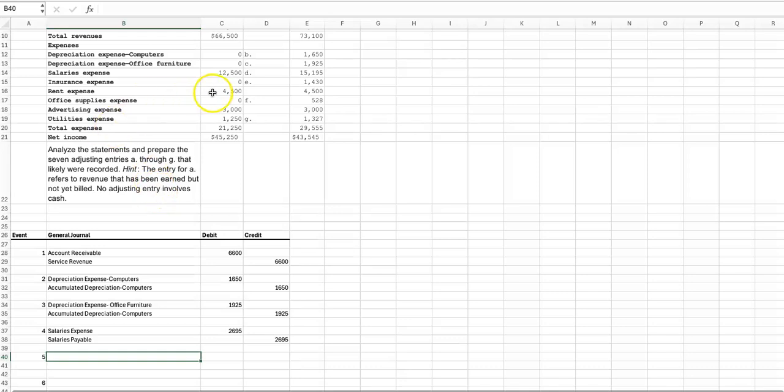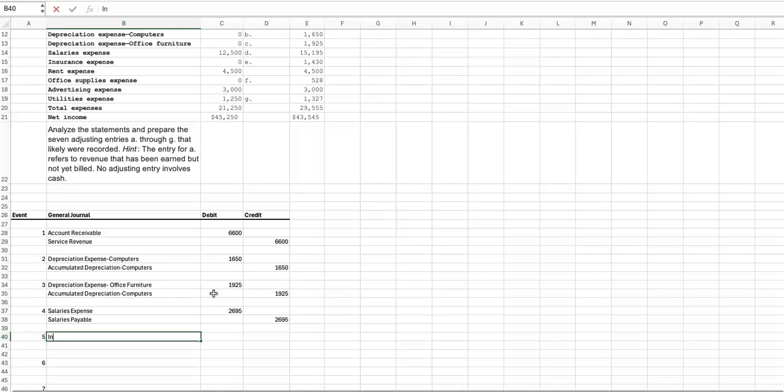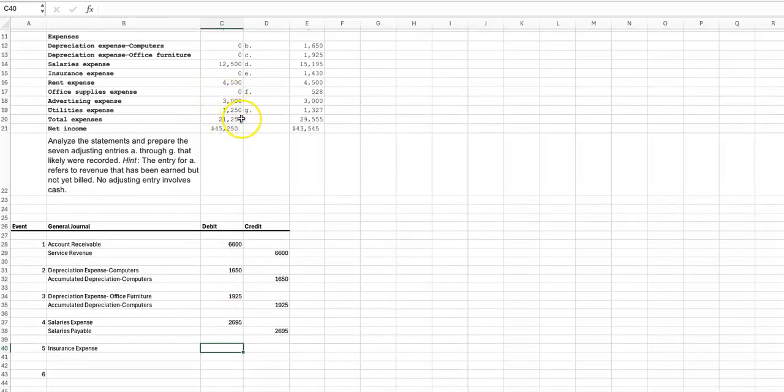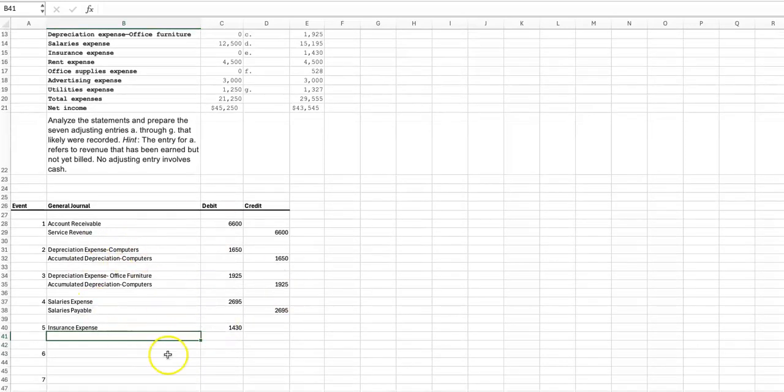So the next thing is insurance expense. Kind of the same thing as well. The insurance expense is going to be debited, because expenses are always debited to increase it. So you can see that the adjusted was now $1,430, so $1,430. And then for the credit, we need to figure out what it's taking. So for the insurance expense, it's $1,430.